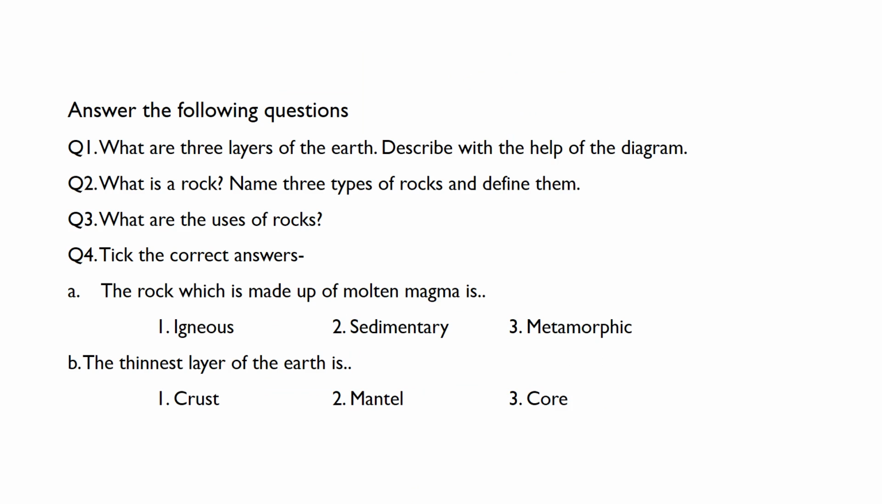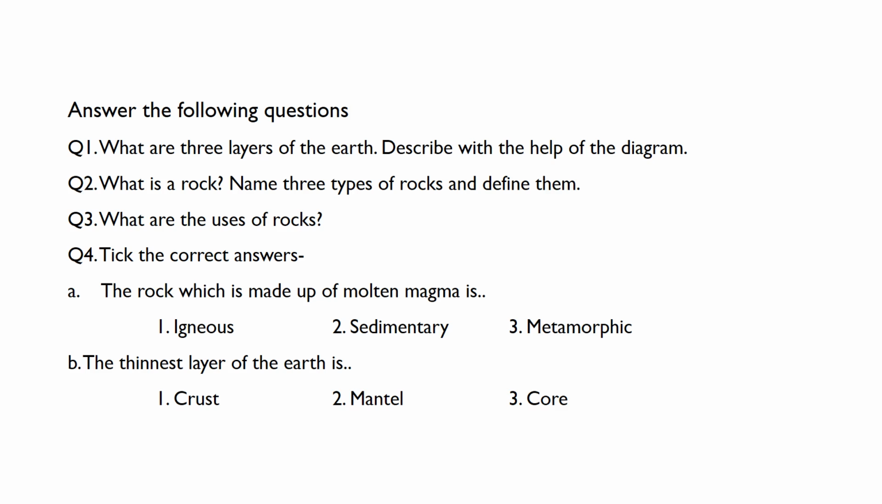Children, now take out your notebooks and do the following question answers. Number 1 is, what are the three layers of the Earth? Describe with the help of the diagram. Question number 2, what is a rock? Name three types of rocks and define them. Question number 3, what are the uses of rocks?